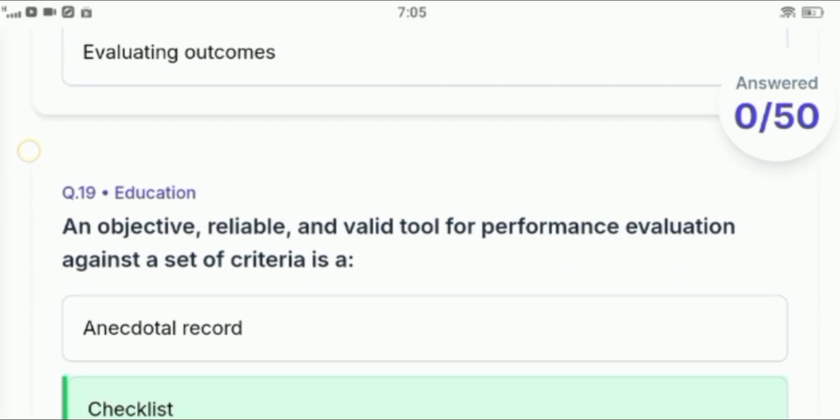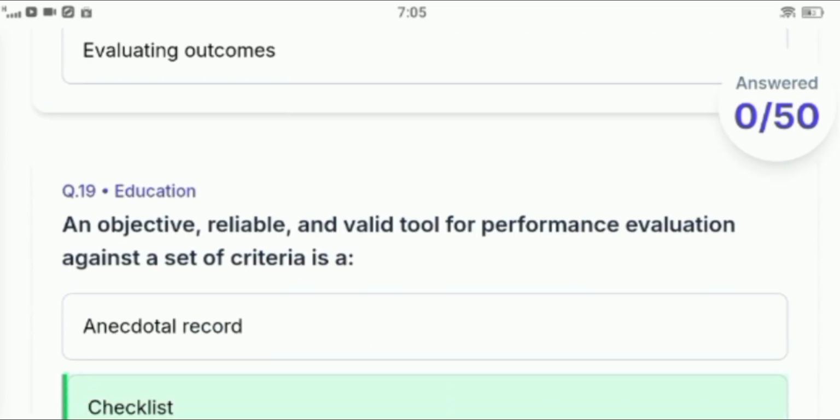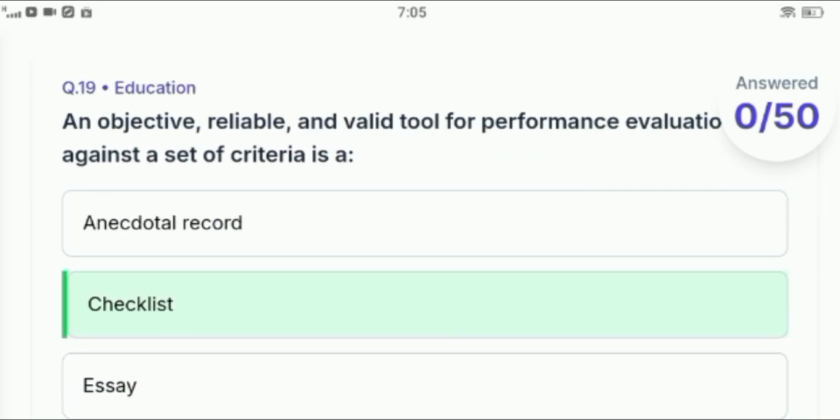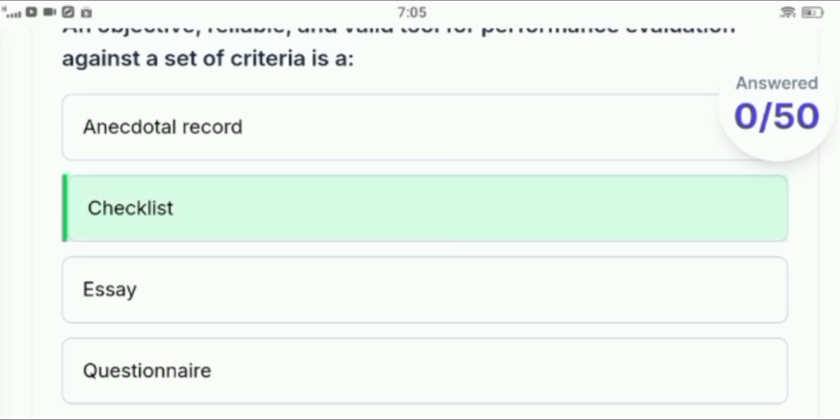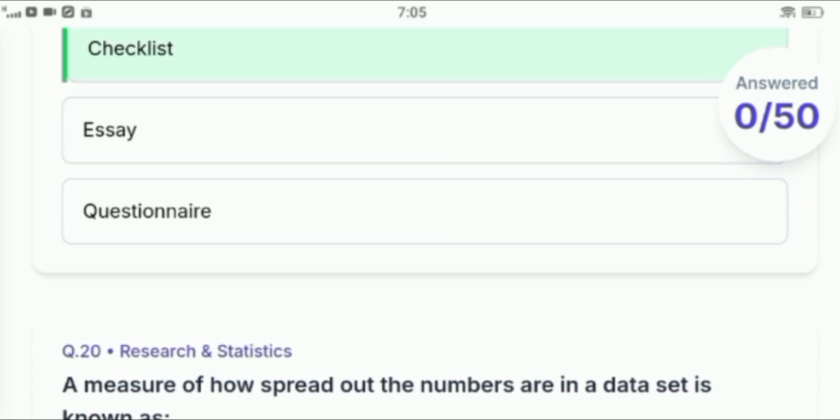Next, 19. Education. An objective, reliable, and valid tool for performance evaluation against a set of criteria is an option A anecdotal record, B checklist, C essay, and D questionnaire. So the correct answer is the checklist, B.